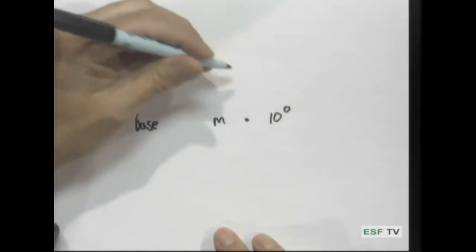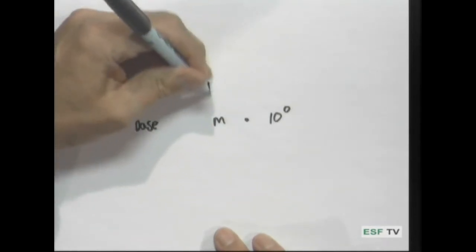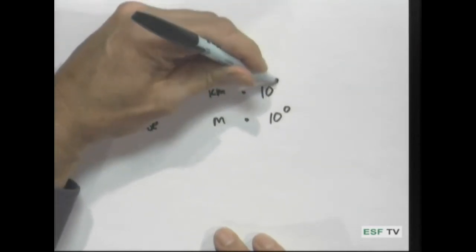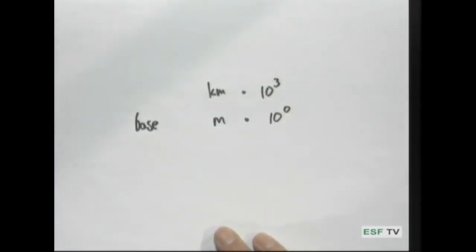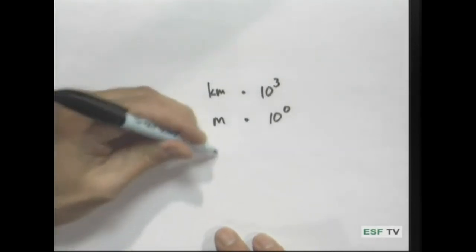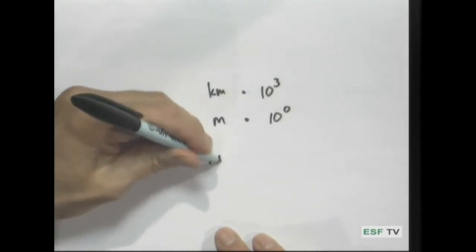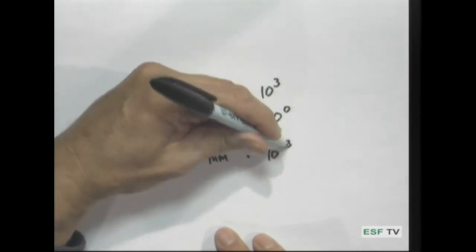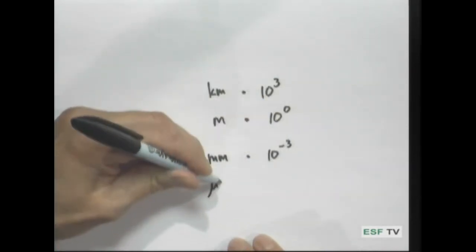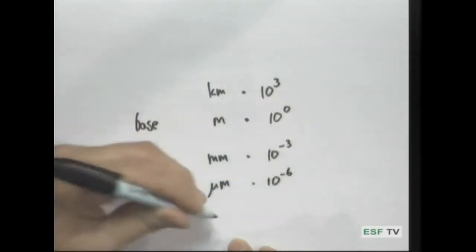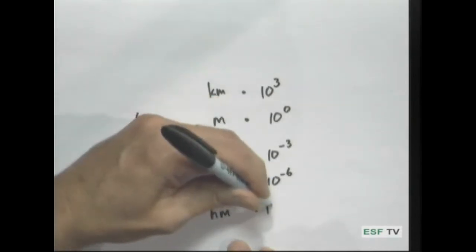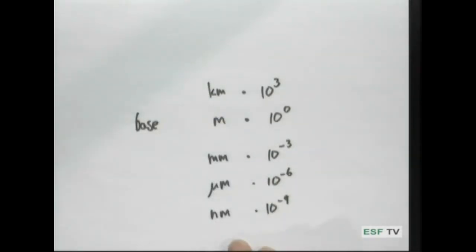But suppose you want to measure a kilometer. Well, a kilometer is simply the measure times 10 to the third. All right? And if we wanted to define a shorter measure, we could talk about a millimeter. That's meters times 10 to the minus third. Or a micrometer, which is meters times 10 to the minus sixth. Or a nanometer, which is meters times 10 to the minus 9, and so forth.